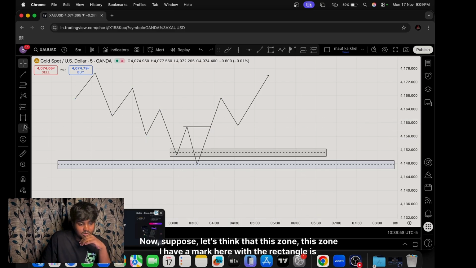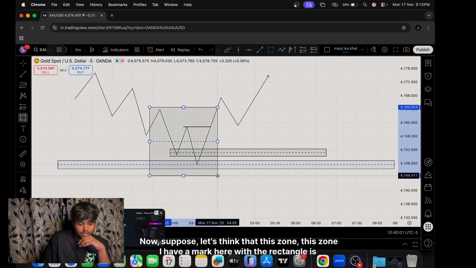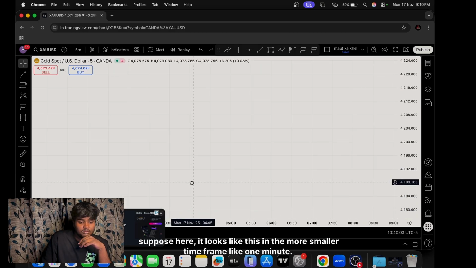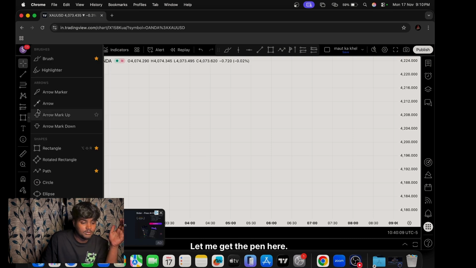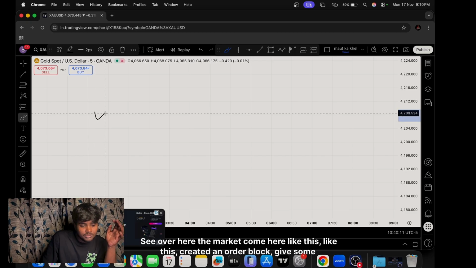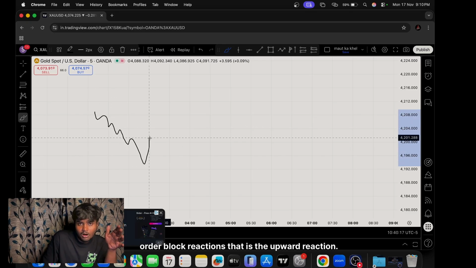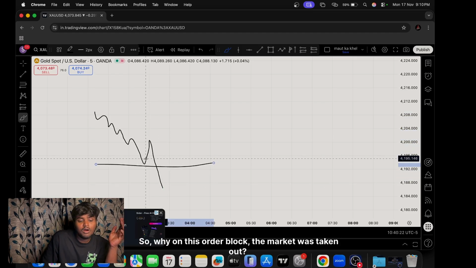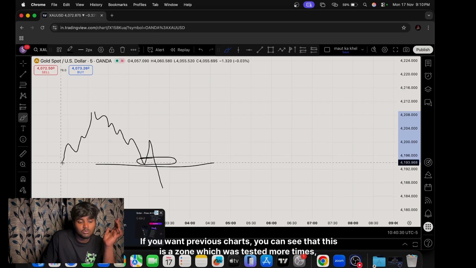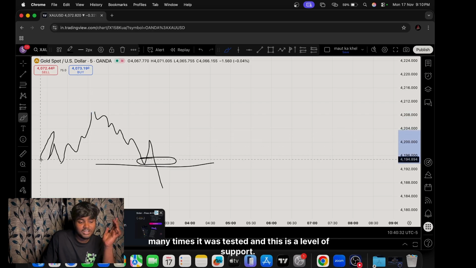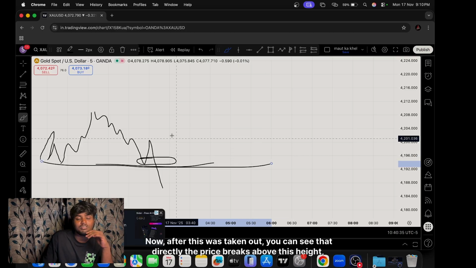Now, suppose this zone I have marked here with the rectangle looks like this in a smaller time frame, like 1 minute. Let me get the pen here. See over here, the market came here like this, created an order block, gave some order block reactions, that is the upward reaction. Now again, this was taken out. Why was the market taken out on this order block? If you go on the previous charts, you can see this is a zone which was tested many times, and this is a level of support.